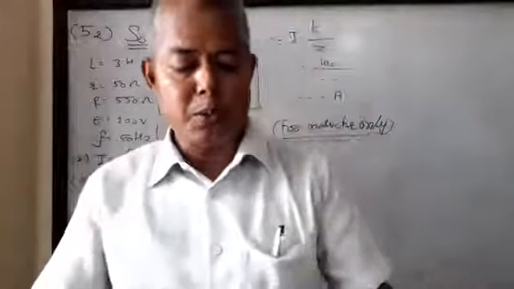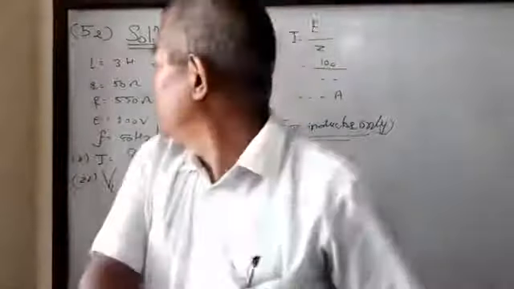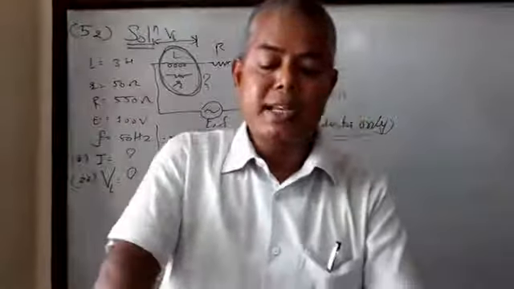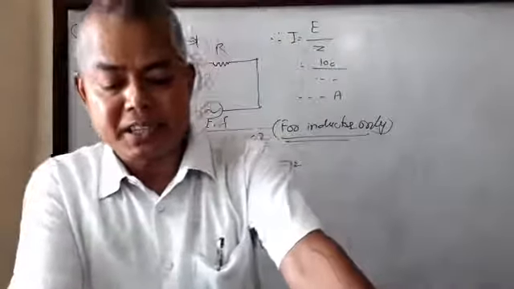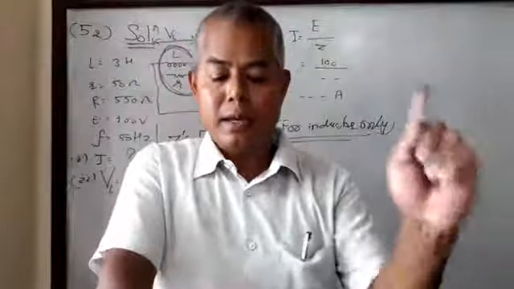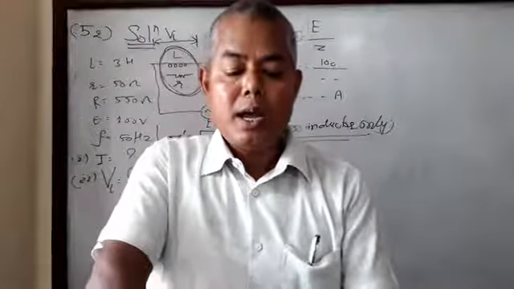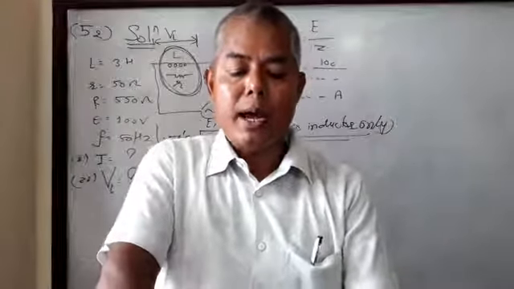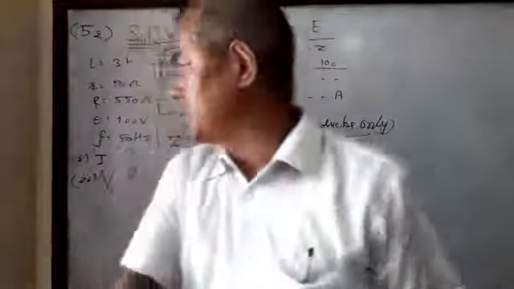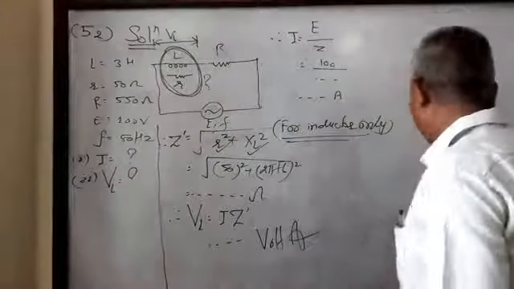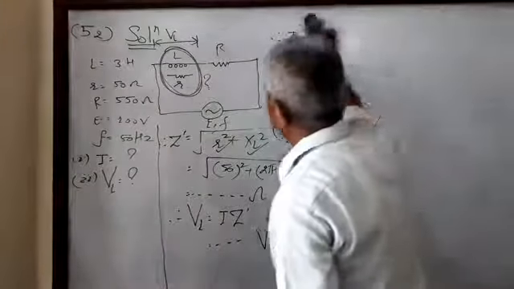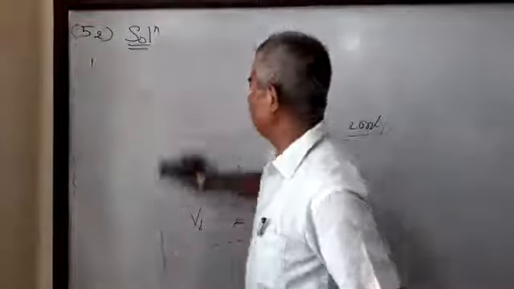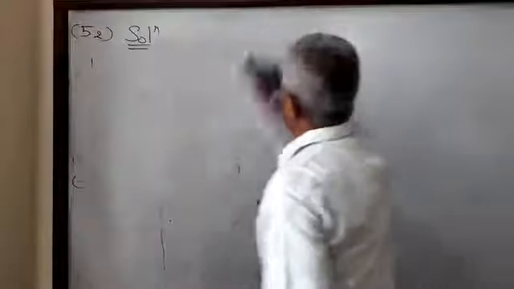Now another question for you. After 52, question 53. An LCR series alternating circuit, means an inductor, a capacitor and a resistor. L has value 1 Henry, C has value 1 microfarad, and R has value 100 ohm. Means the circuit containing L, R and C together. Another question, question number 53.